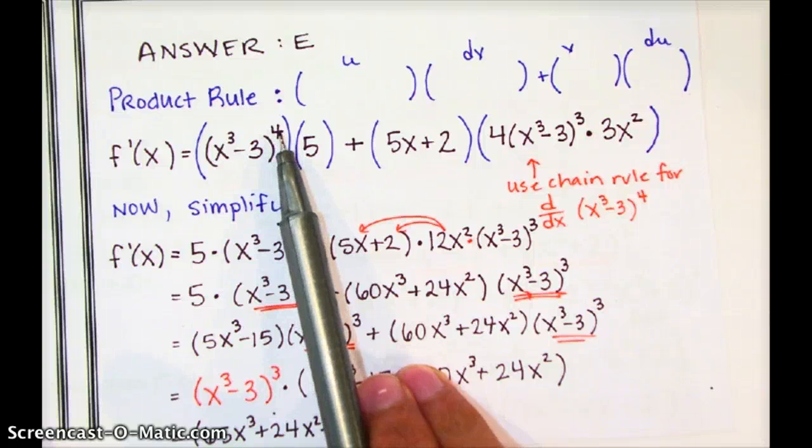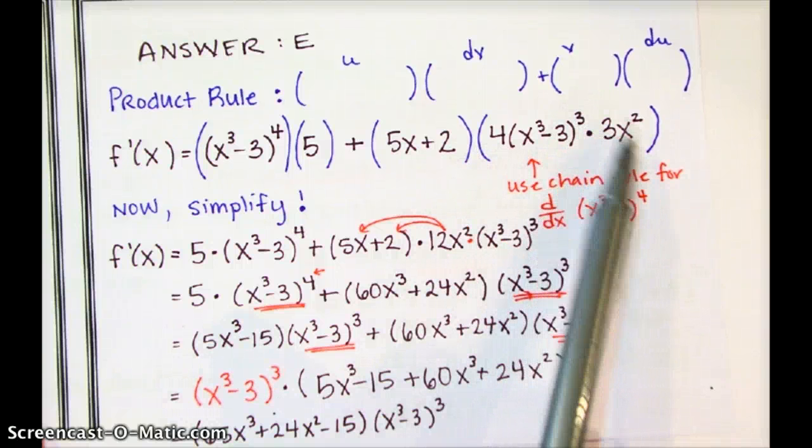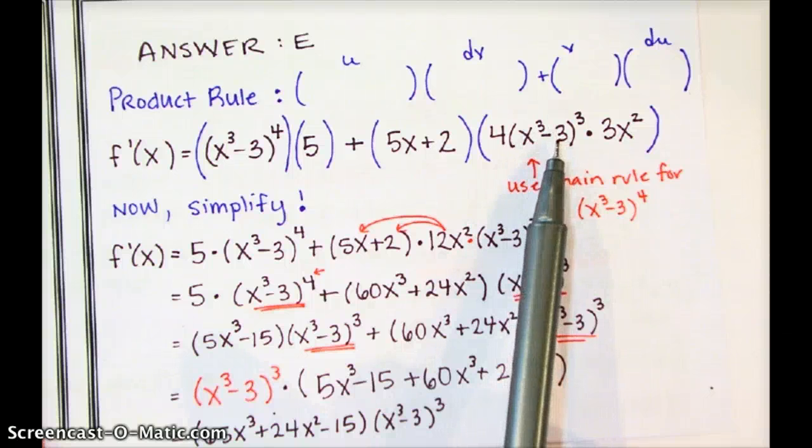So there's an outside function, which is something to the fourth power. The derivative of that is 4 times something cubed. Then you multiply it times the derivative of the inside function, which is x cubed minus 3.